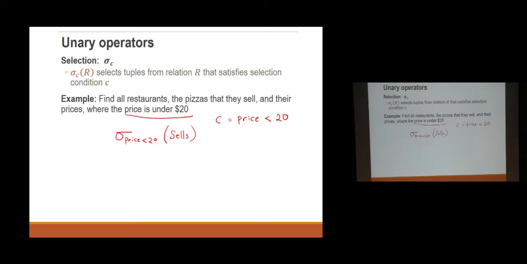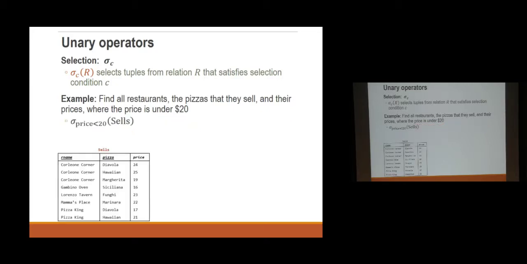Right? So this is what you get. If that is the formula that you give, that is the function that you want to run, given this particular table, all you have to do is erase everything that does not satisfy the condition. This, erase, erase, erase. So what you will get in the end is Corleone Corner with Margherita with a cost of 19, and Gambino Oven with Siciliana, and Pizza King with Diavola. Okay, so that's what you get.